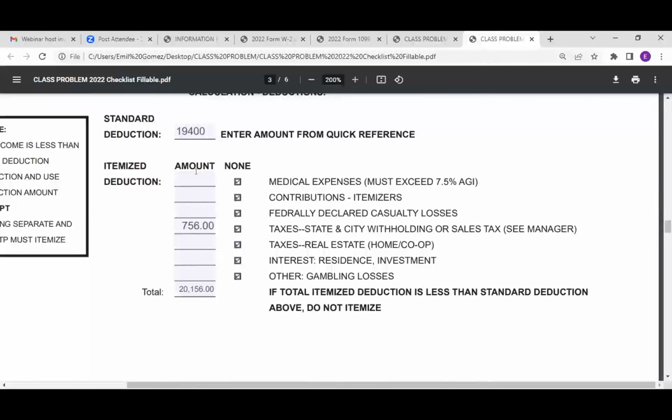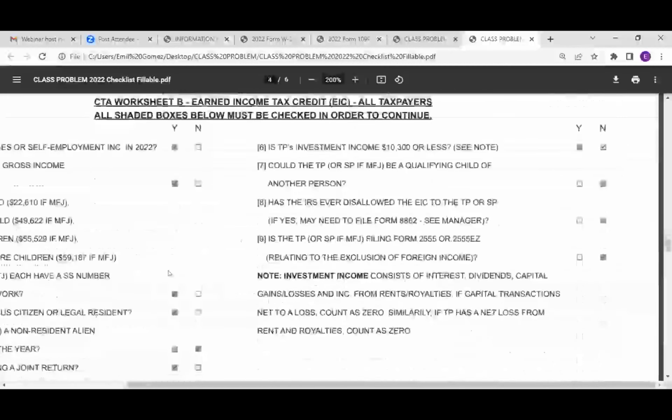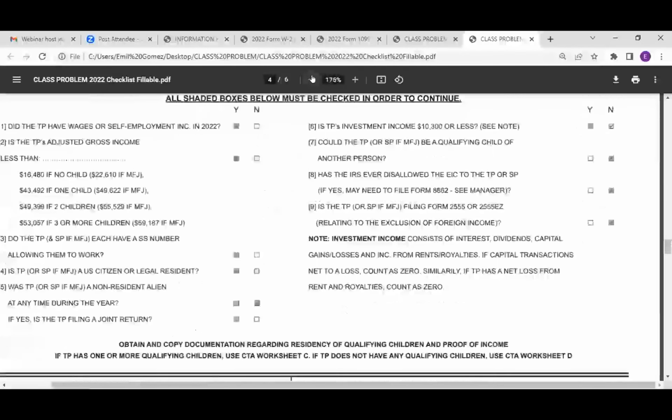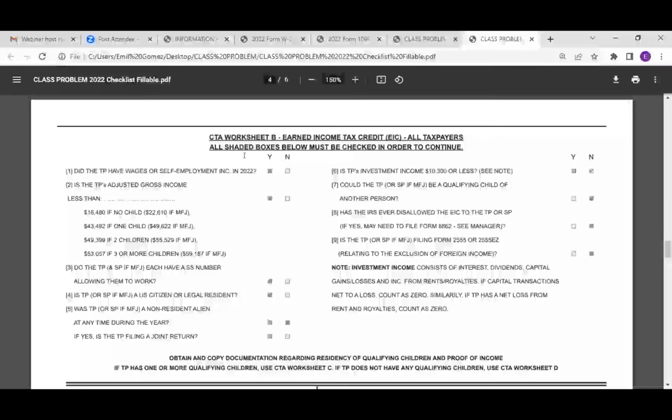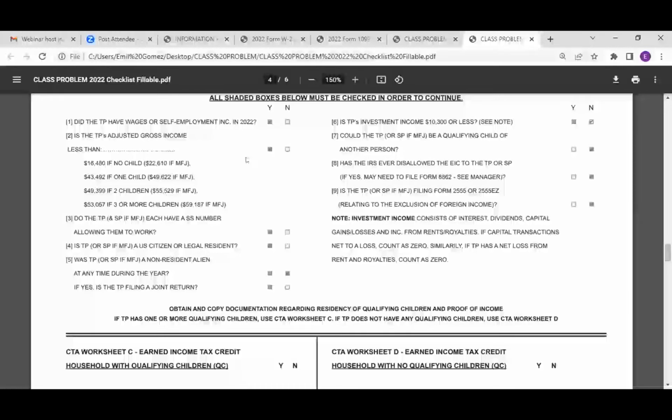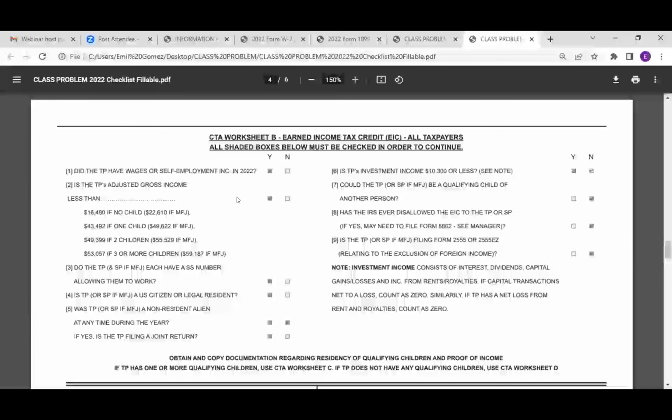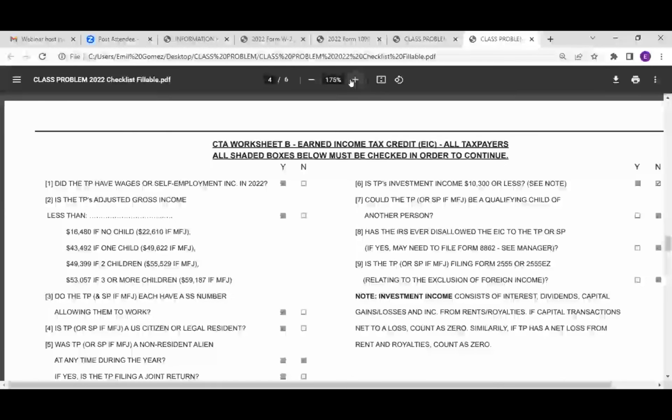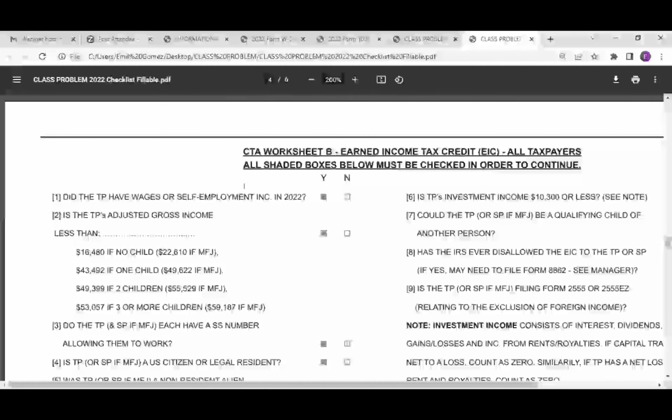We talked last week about exceptions to that rule where you have to use the itemized figure no matter what that number is. I'm not going to review that. You guys can review the notes from last week if you like. Page 4 is devoted solely to the earned income credit, so answer these questions and tick off the boxes. So worksheet A, and again, it's really small here, but you kind of see it now.